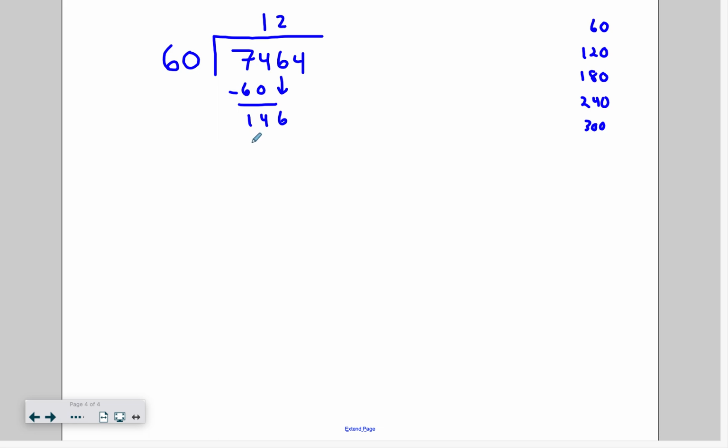2 times 60 is 120. Subtract yet again, and we'll get 26. Bring the 4 down, like so. And when you get to that last digit, our decimal place is right here. When you get to that last digit, you don't have to bring any more numbers down for this assignment. Don't keep going.